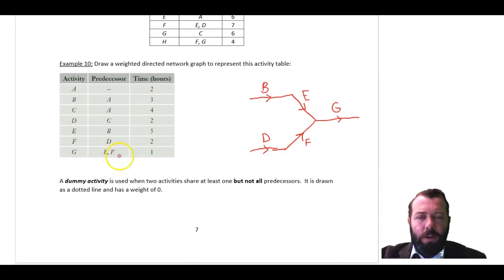Right, so you can see I've sort of worked backwards here. There's G. I could see that there were two predecessors there, so they had to come together. Right, I've done that. And then before E comes B, before F comes D. Now before D comes C, and I guess I can do that there. Before C comes A.